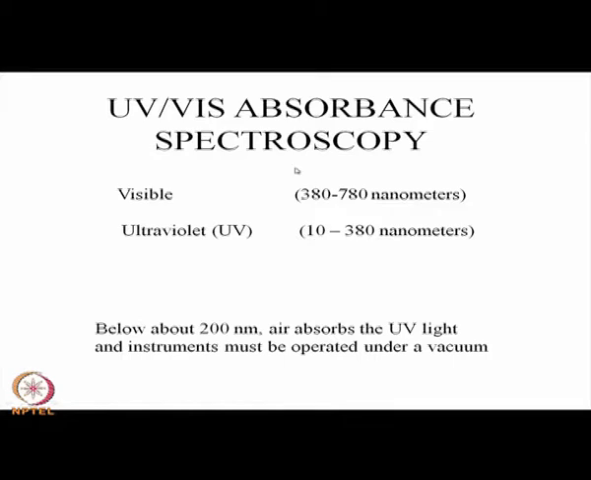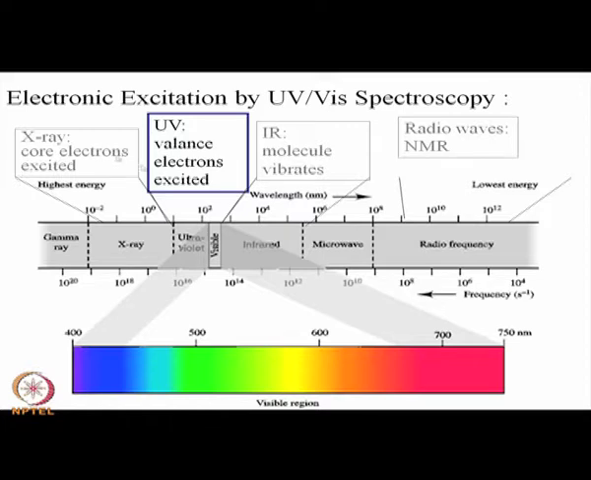So your visible range is this, the ultraviolet range is this, and we deal with this electronic excitation and de-excitation process. This is a typical overview of the frequencies that are used. This region is your X-ray, where core electrons are excited. UV and visible, it should be UV-visible, is where valence electrons are excited. Valence means loosely bound electrons are excited, not the core electrons. In IR, molecules vibrate, and radio waves are for NMR, and microwave is for rotation spectroscopy.